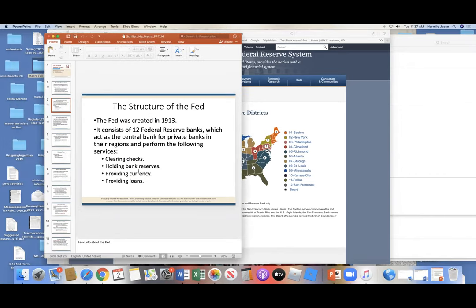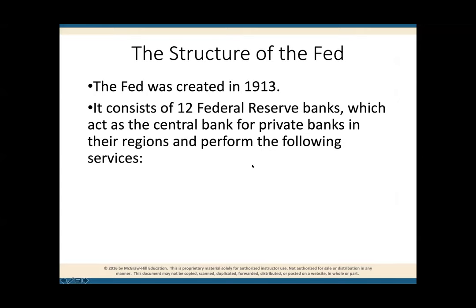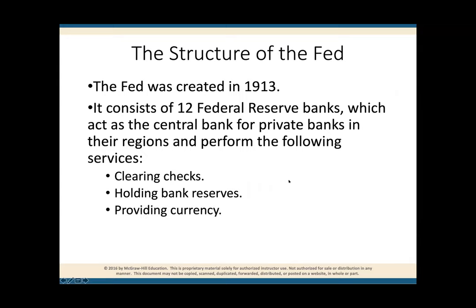So the structure of the Federal Reserve Bank, as you can see, it was created in 1913. It's made of 12 banks. They serve as a central bank for those banks in that region. What do they do? They clear checks, they hold bank reserves, and they provide currency. Remember what I told you in the last chapter? If I go to the bank and I deposit money, by law, the bank has to keep a required reserve. Well, sometimes it's very expensive for banks to build a vault to put the money. So then what banks do, they actually transfer the money to the bank in which they are located.